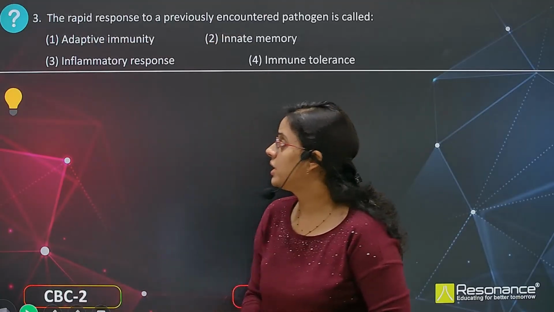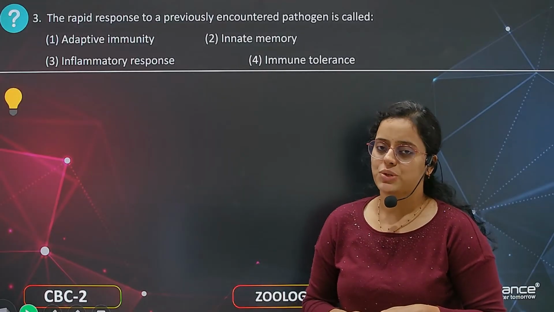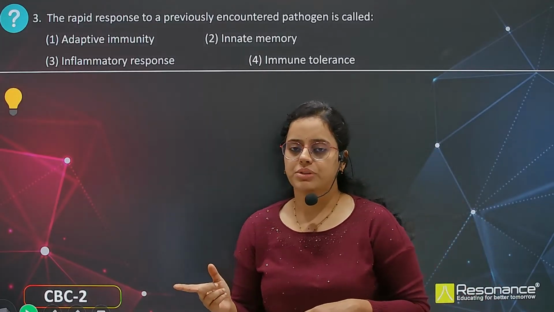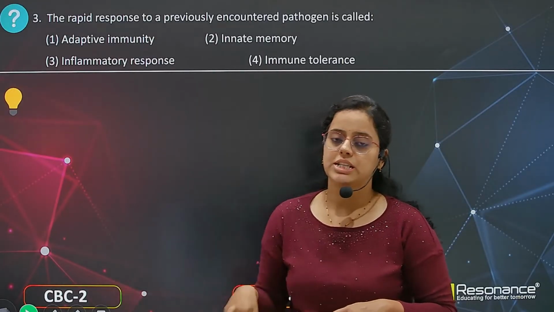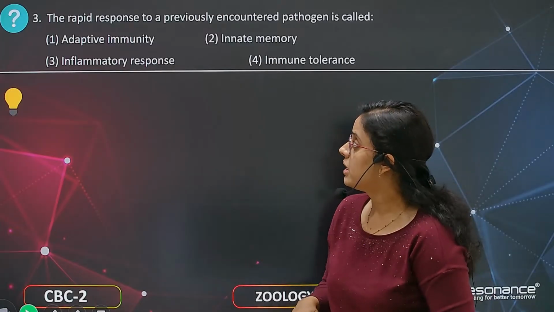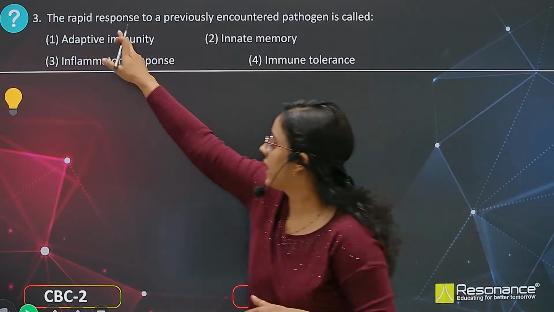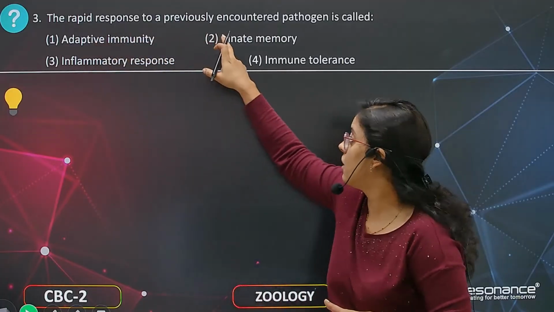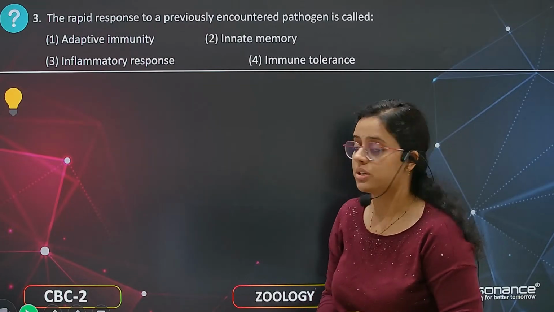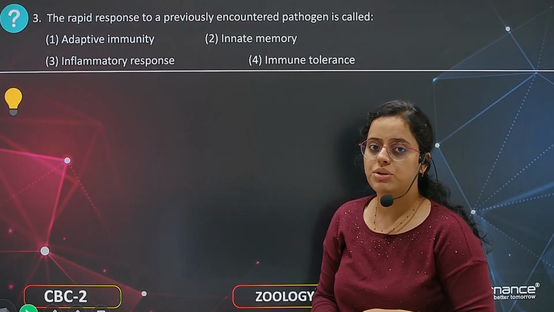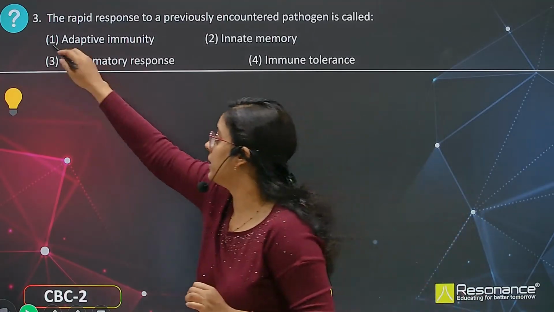Now going to the third question: the rapid response to a previously encountered pathogen is called. Previously encountered means the first immune response has already happened. Now it is a second response, and the second response will always be rapid. So this is the second response they are talking about, and the previous encounter of the pathogen produced the first one. Is it adaptive immunity, innate immunity, inflammatory immunity, or immune tolerance? It is called adaptive immunity.